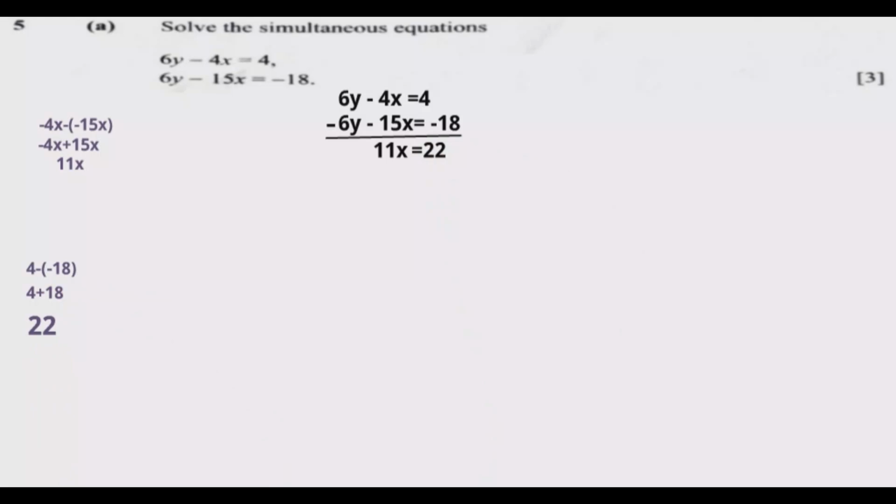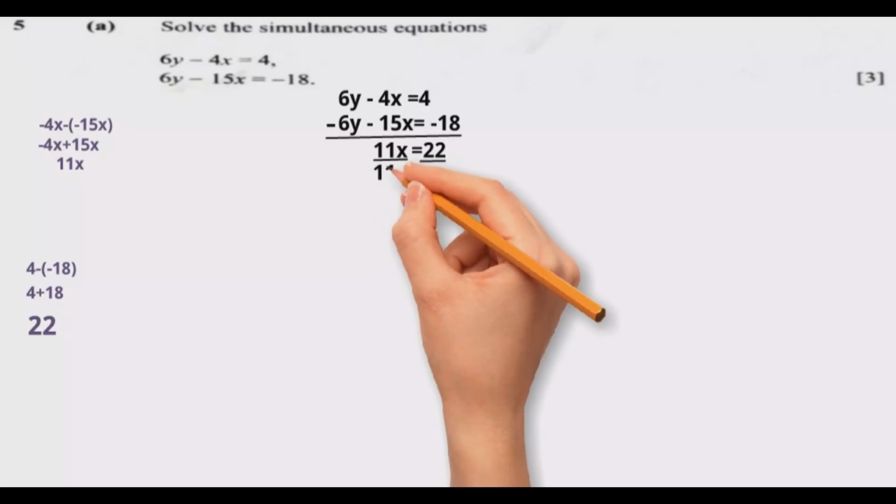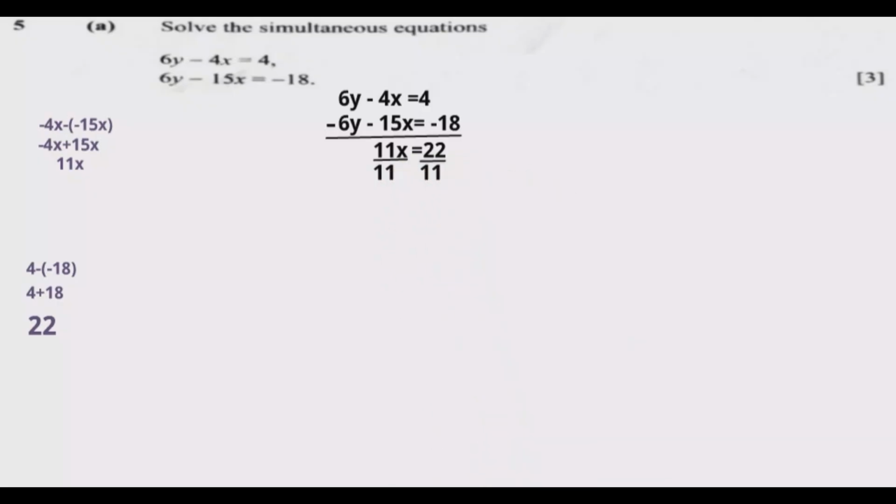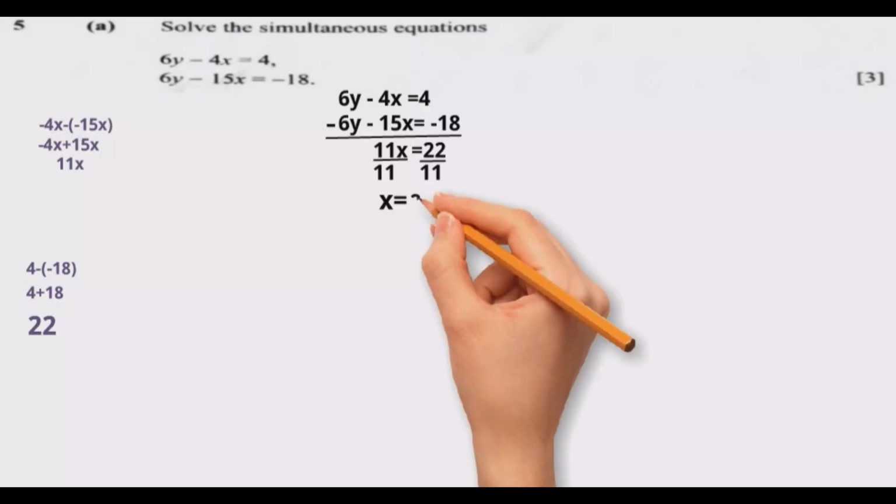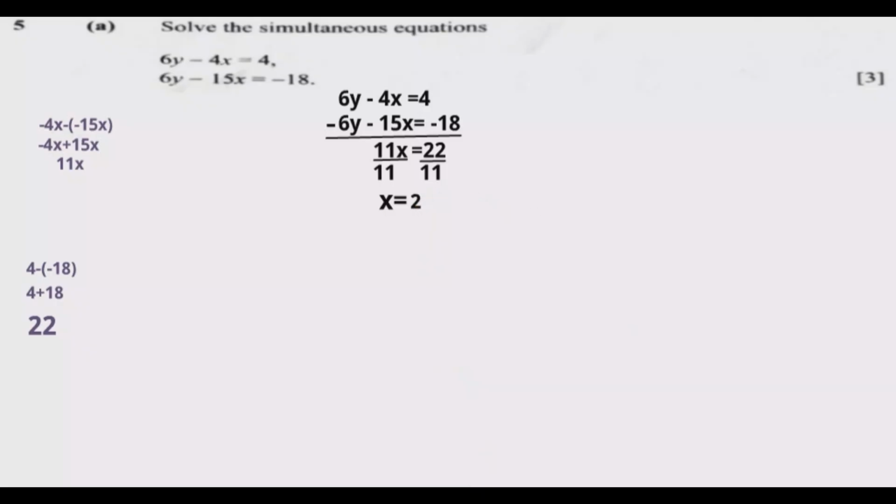Okay, now once we reach this side, what we need to do is remain with x on one side of the equal sign. That means we need to divide both sides by 11 so that x can remain alone. So 11x divided by 11 will give us x. Then 22 divided by 11 will give us 2. So the correct answer is x is equal to 2.